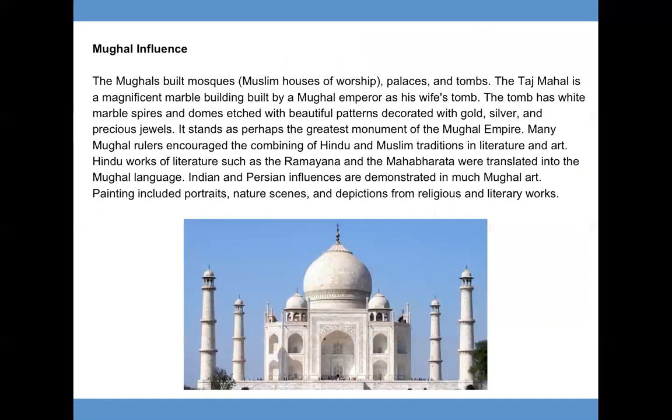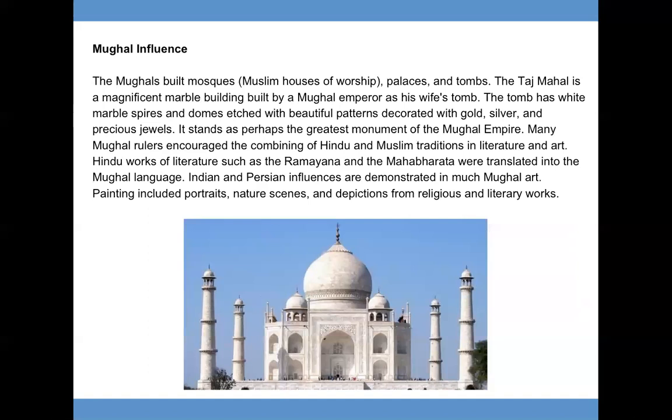Mughal influence. The Mughals built mosques, Muslim houses of worship, palaces, and tombs. The Taj Mahal is a magnificent marble building built by a Mughal emperor as his wife's tomb. The tomb has white marble spires and domes etched with beautiful patterns decorated with gold, silver, and precious jewels. It stands as perhaps the greatest monument of the Mughal Empire.